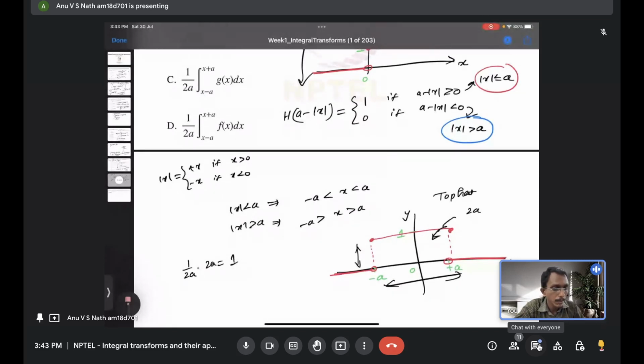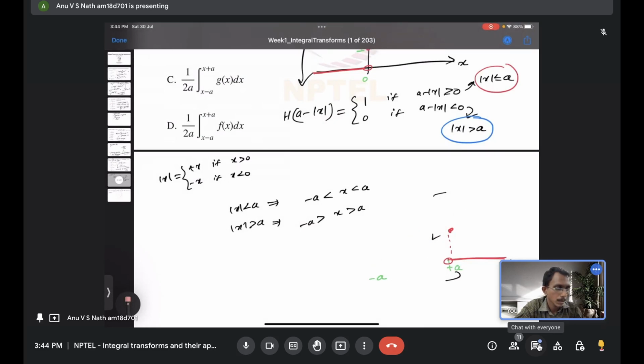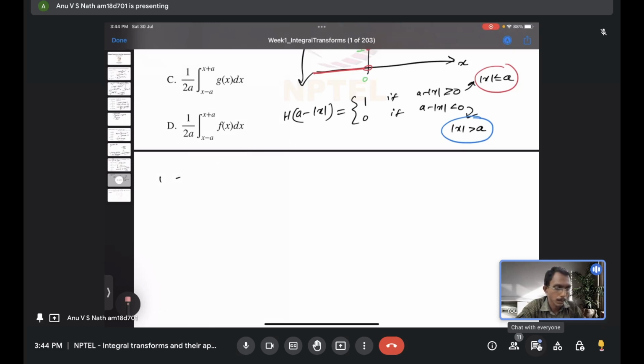So in the limit of a tending to 0, this function is used to approximate the Dirac delta function. I think you may be familiar with the name Dirac delta function. It's already explained in the course lecture videos, so you can go and watch them.